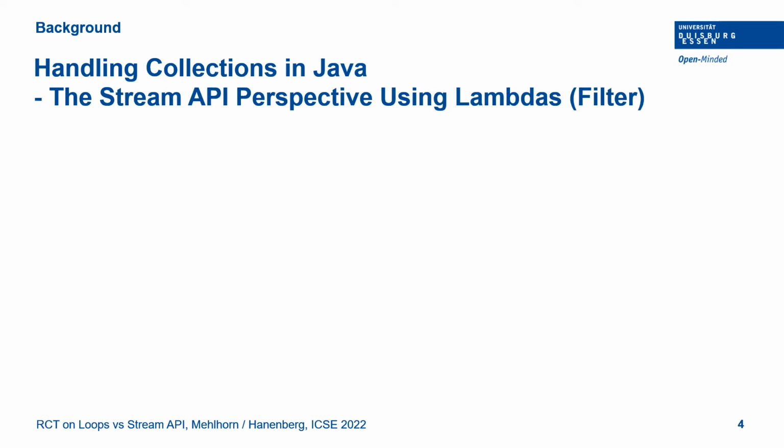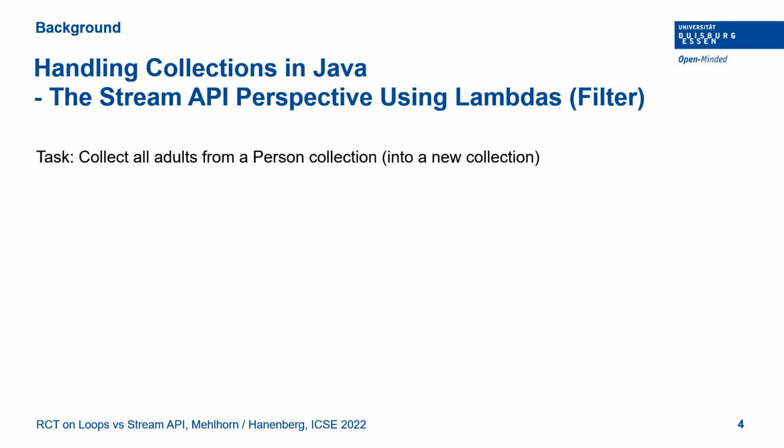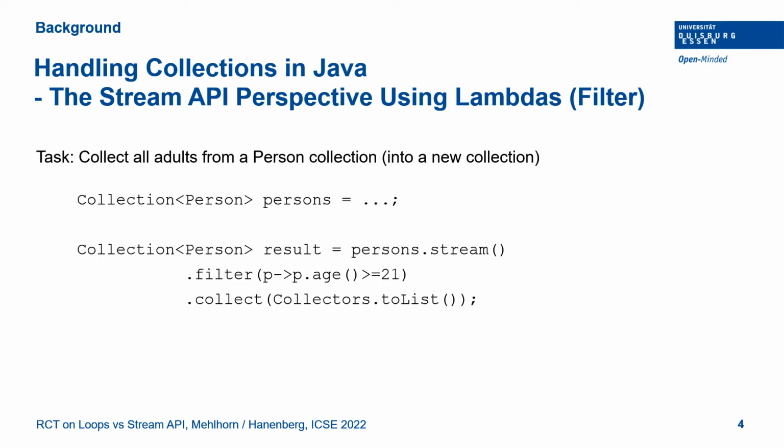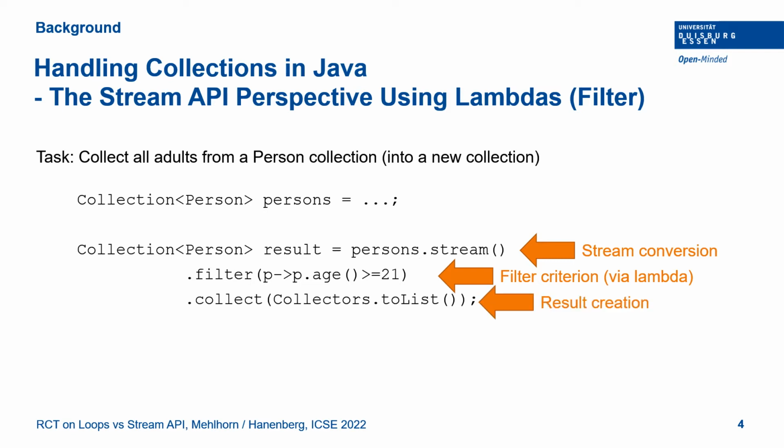So how does this code typically look if we use the Stream API? Again, we want to collect the adults from a person collection. And we have, again, the person collection. And in the first step, we typically convert this collection into a stream. Then we apply a certain lambda expression as a filter criterion, and finally we specify how the result should be represented, for example, as a list.